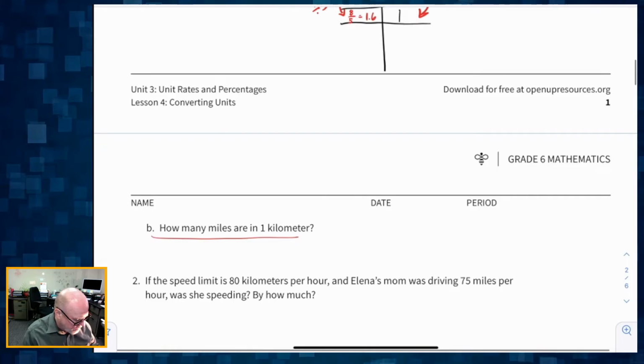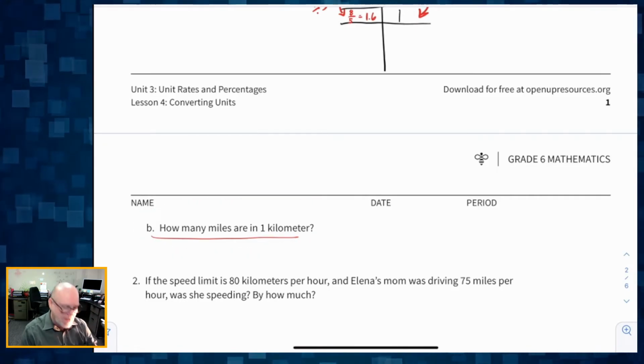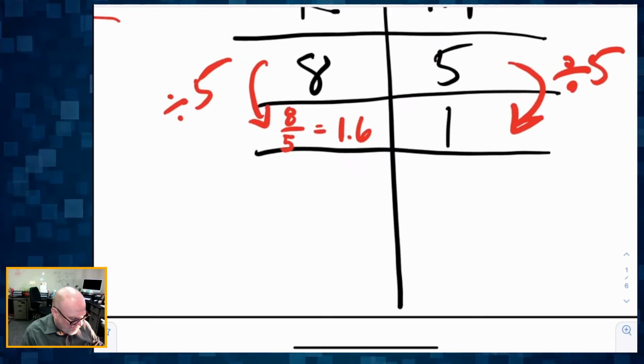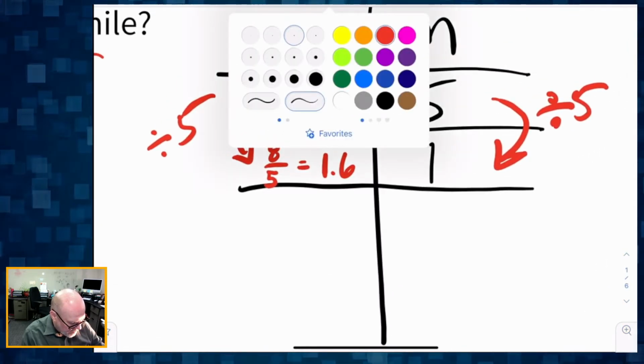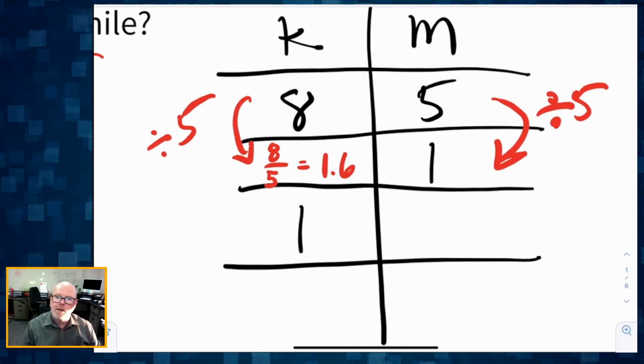And then the second one is how many miles are in 1 kilometer. So we want the other unit rate. And so I'm going to do that in black. In this case, we want 1 kilometer.